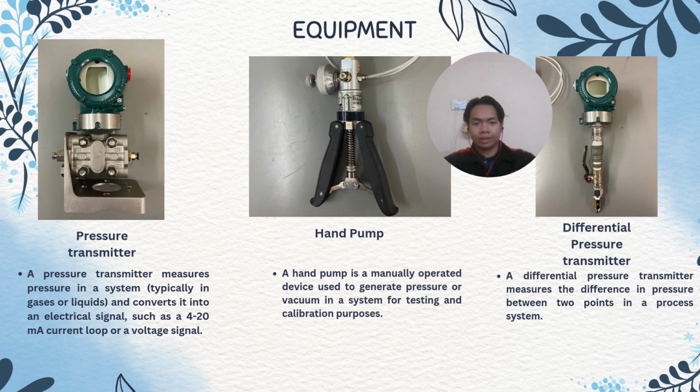So, hand pump is a manually operated device used to generate pressure or vacuum in a system for testing and calibration process. You're gonna squish it like this, the pump. And then next, differential pressure transmitter. It is used to measure the difference in pressure between 2 point in a process system.